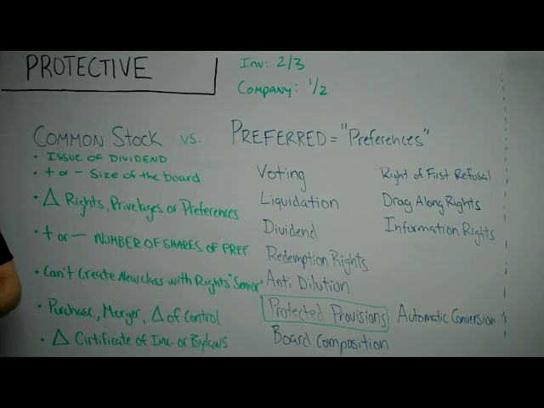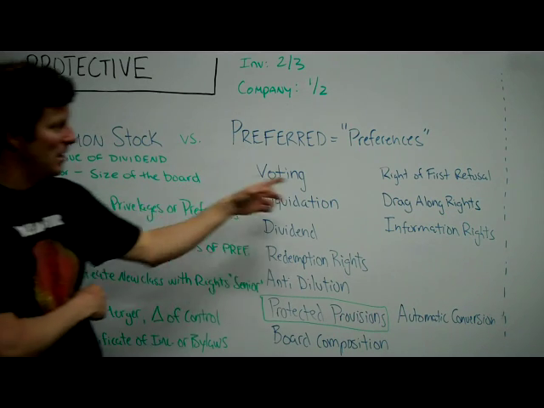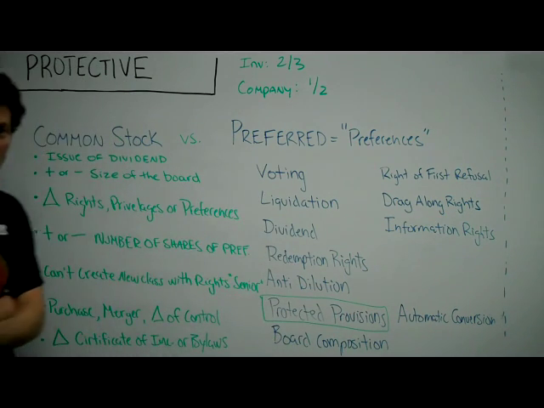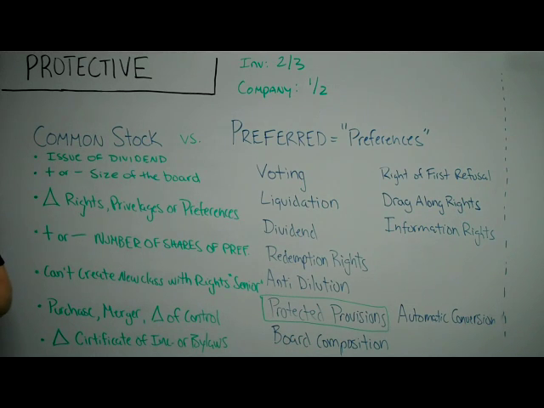Increasing or decreasing the size of the board. Obviously, adding more board members could drastically change the governance structure of the company, so that's important. Changing rights, privileges, or preferences. So changing any of these preferences that you see here. Important, you got to make sure that you have a bunch of shareholders agree to do that. Increasing or decreasing the number of shares of preferred stock. So in that sense, you would protect yourself from dilution because you need a bunch of the shareholders to agree to just go create a bunch more shares.